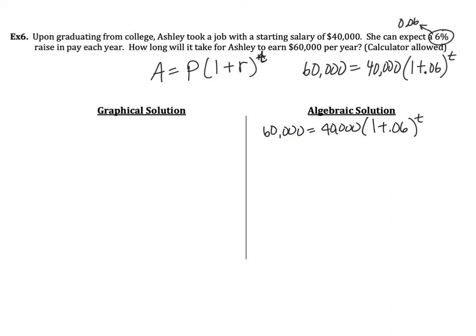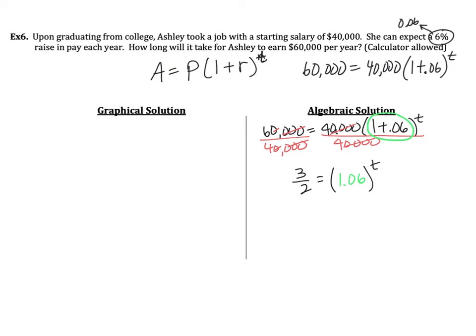the first thing I would do is divide each side by 40,000. So those cancel. Divide 60,000 by 40,000. So I end up with 3/2 equals. Now, the other thing I'm going to do is simplify. What is 1 plus 0.06? Well, hopefully you're just saying to yourself, that's 1.06. So now I have 3/2 equals 1.06 to the t power.